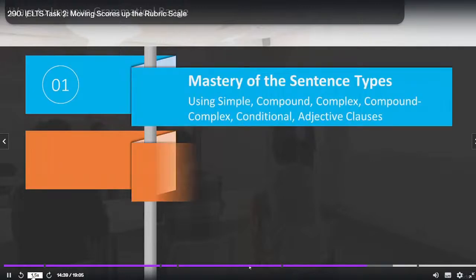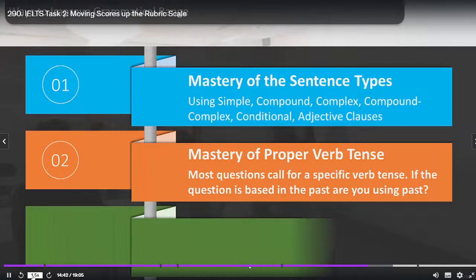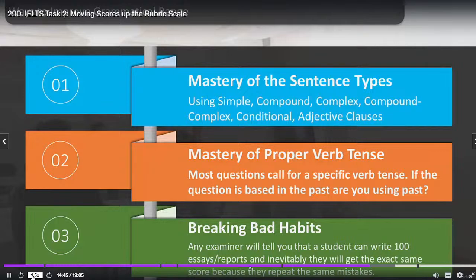You want to be able to master all of these sentence types: simple, compound, complex, and compound-complex. Always use the proper verb tense, right? And then you have to work, this is what's really important here, you have to work at breaking the habits, breaking bad habits.